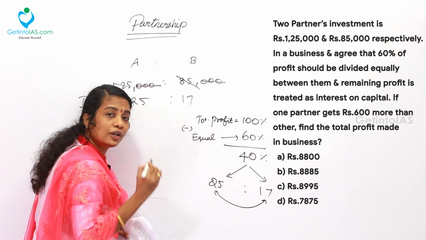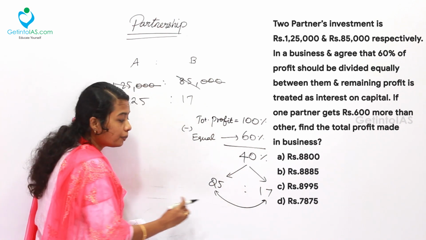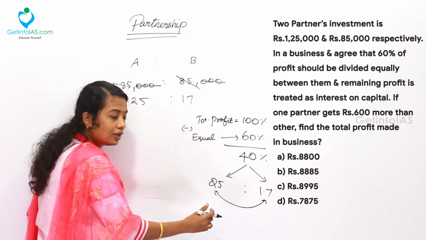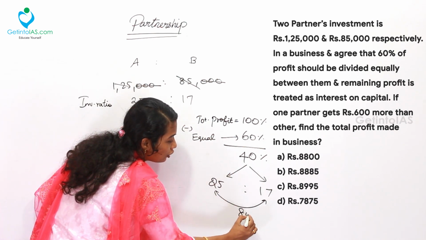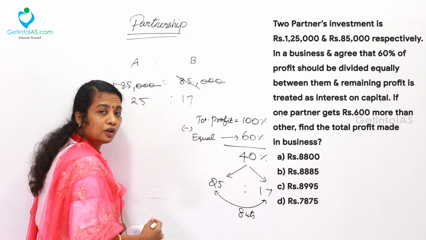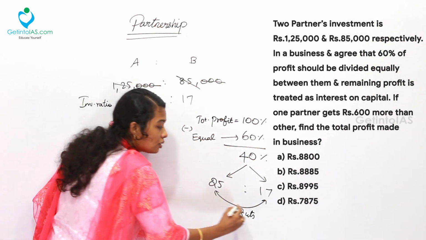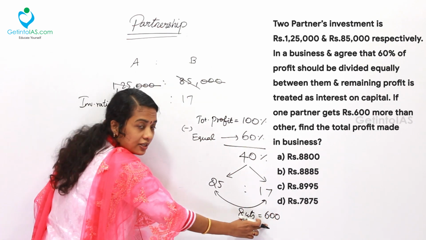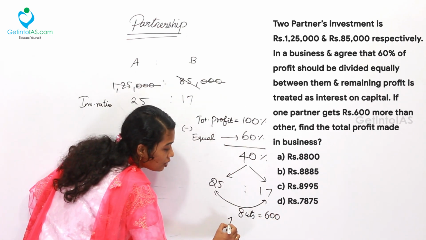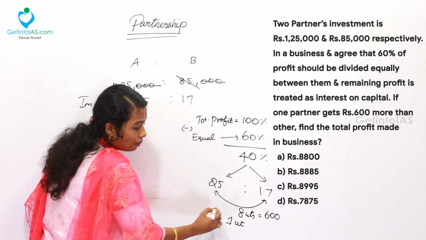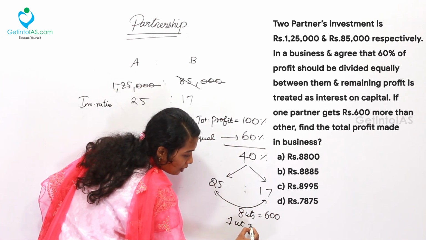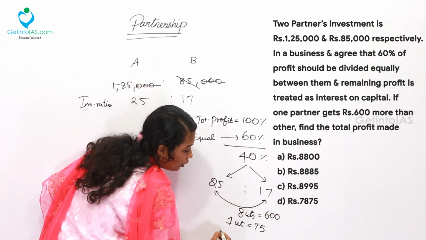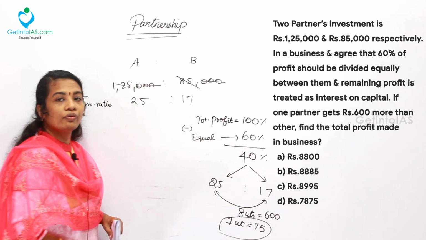So what is the corresponding ratio unit for that 600 rupees? 17 and 25, that is the difference. 25 minus 17 is simply 8 units. So the corresponding ratio unit for 600 rupees is 8 units. So 8 units say rupees 600. What is 1 unit? So simply divide by 8. 7 times 8 is 56, carry over 40. 1 unit is rupees 75.